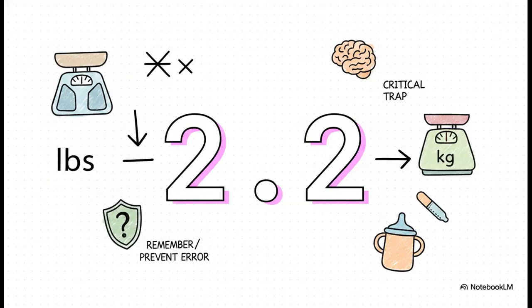Now, I really want to emphasize the single most critical, error-prone conversion in all of pediatrics, 2.2. You must divide a patient's weight in pounds by this exact number to get their weight in kilograms. Never multiply. Always divide pounds by 2.2. Honestly, forgetting this step is a classic clinical trap, and you definitely don't want to fall into it.